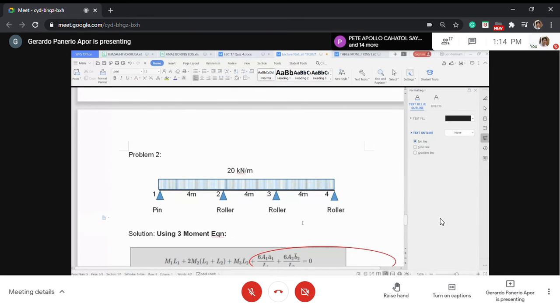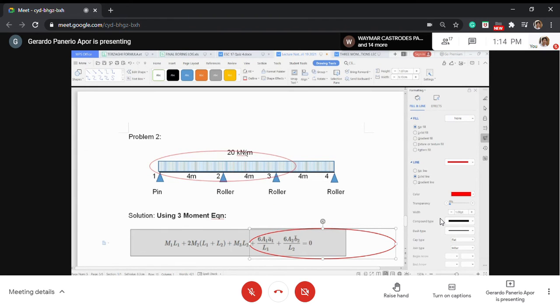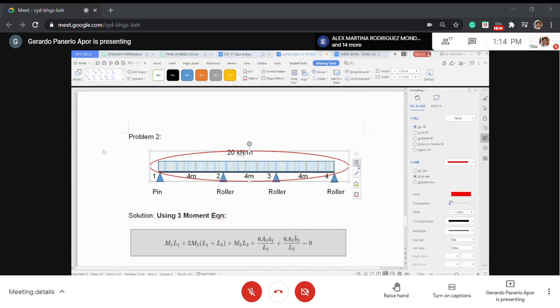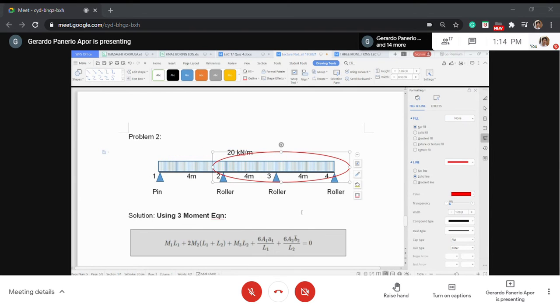So that is the trick of this, class. With the three-moment equation, you always consider two spans. Here, you are working 2 spans at a time. Then, after you have done that, you move 1 span to the right. Again, when you move, you again use two spans, but including the new span.